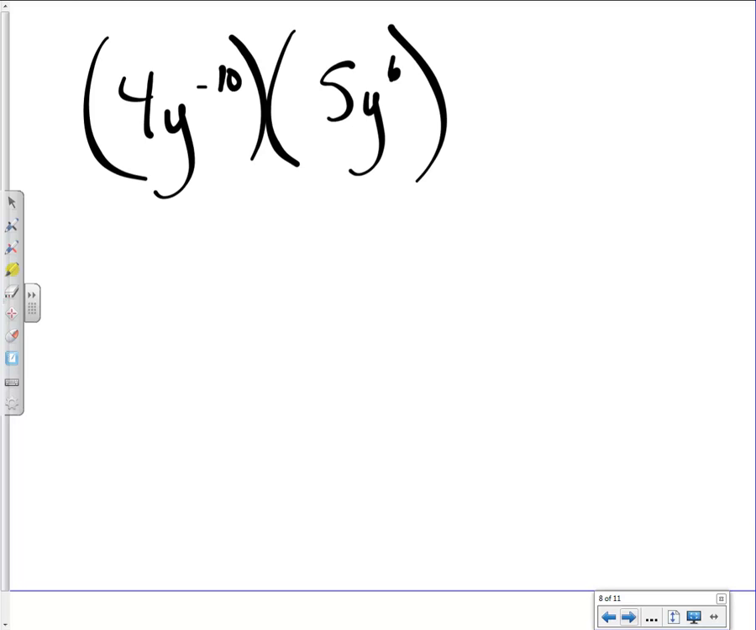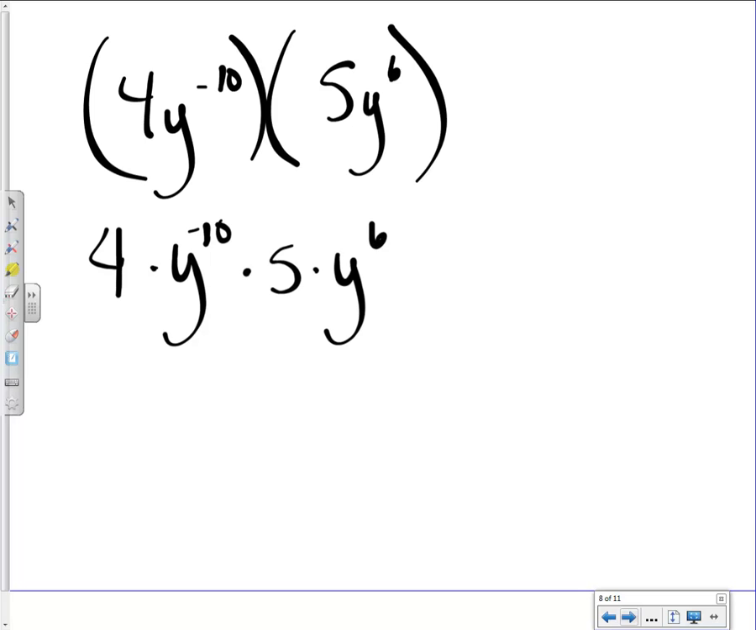Parentheses just mean that we're multiplying, okay? I don't have to leave them in parentheses, and I don't need to because I need to see every piece as an individual. That negative exponent only belongs to the y, okay? How do I know that?